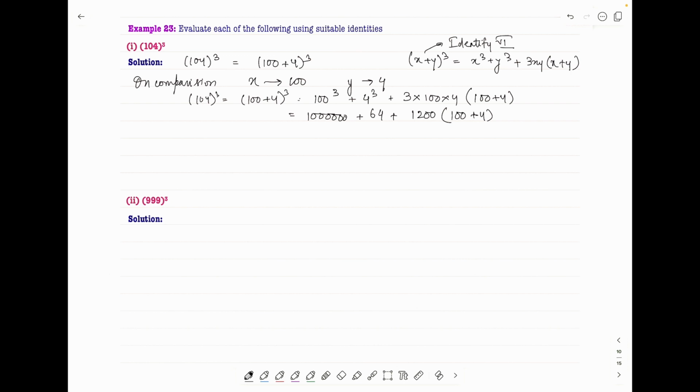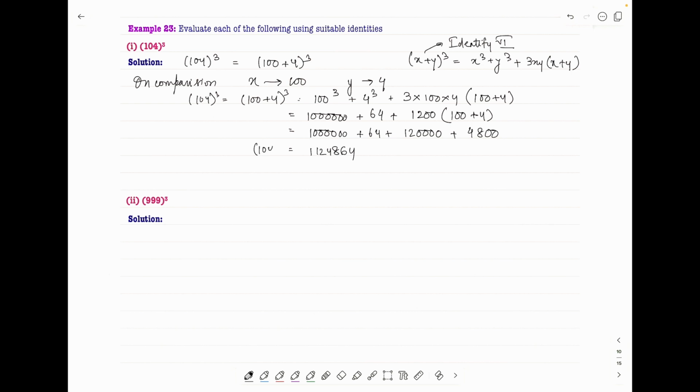Now this becomes 10 lakh plus 64. 1200 into 100 is 1,20,000. And 4 into 1200 is 4800. So directly you can write 1124864 is the answer.